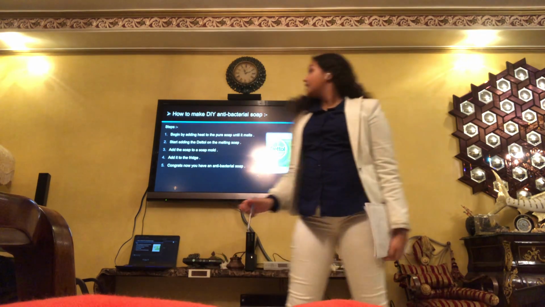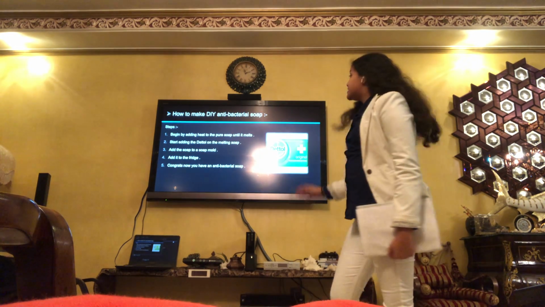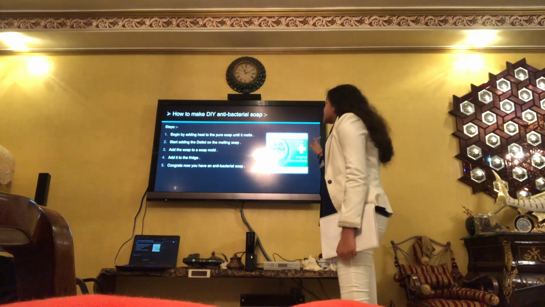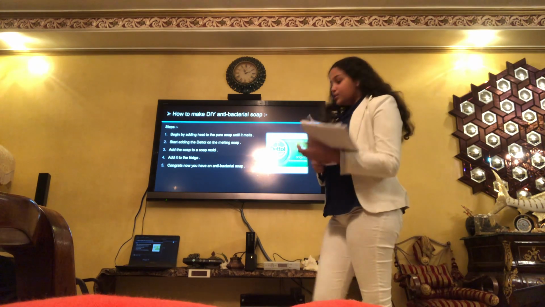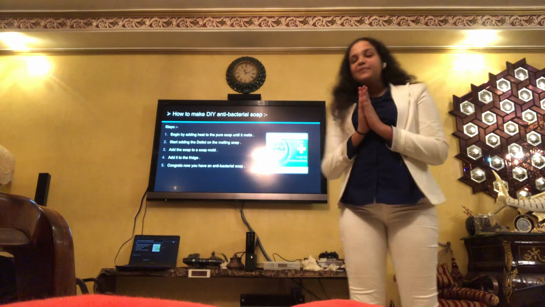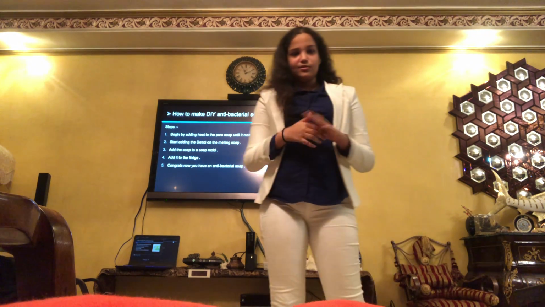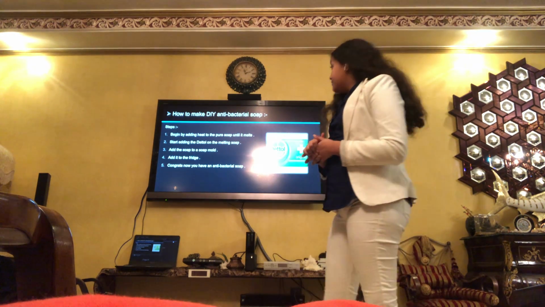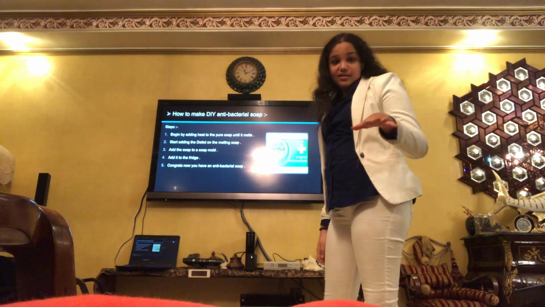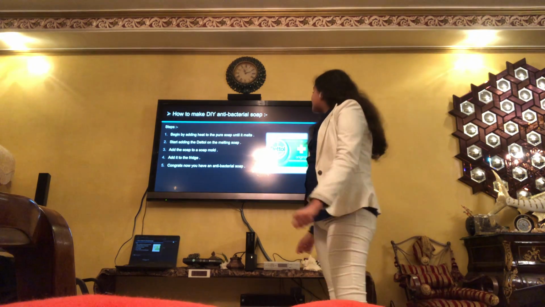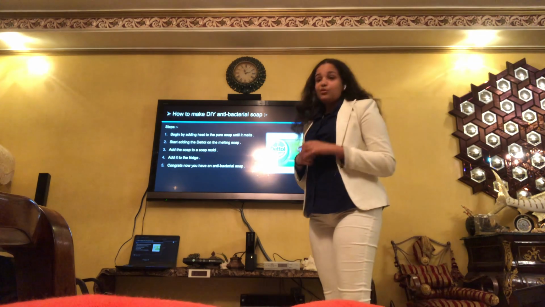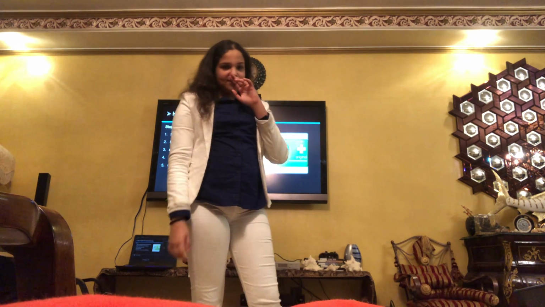Now to the last step in our presentation: how to make the DIY antibacterial soap. First we will begin by adding heat to the soap, in the oven or anywhere. It can even melt with a candle. Start adding the Dettol to the melting soap. We said that we will use 2 tablespoons for the 2 cups of melted soap.